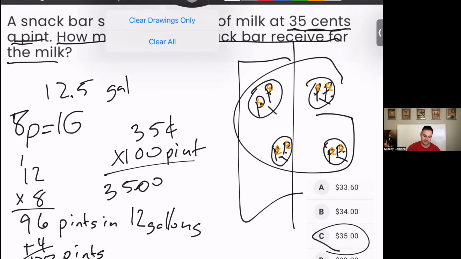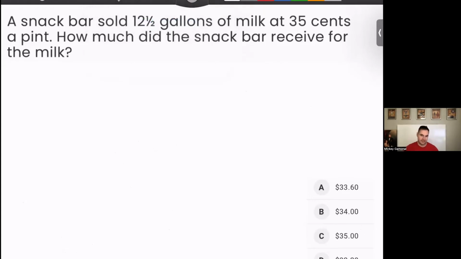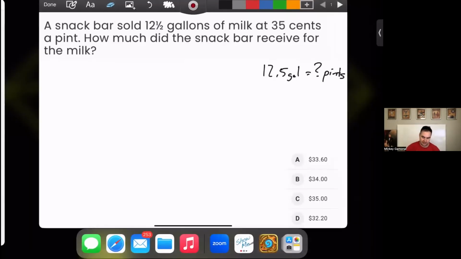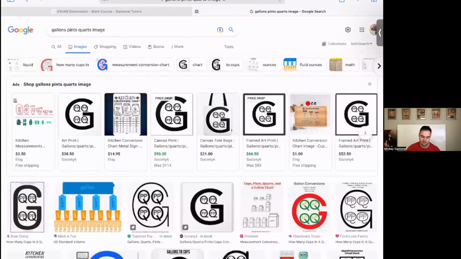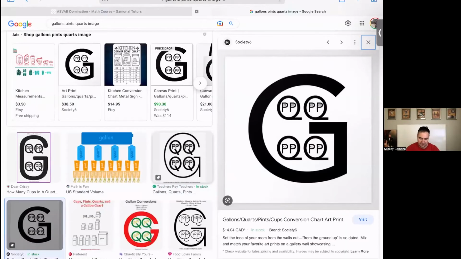All right, so once again, let me burn through it real quick. 12.5 gallons of milk, 35 cents per pint. First, we have to say 12.5 gallons equals question mark pints. And lucky for us, we remember, and if you look online, you're going to see a whole bunch of pictures of this G to P thing. So you can see these pictures here. It's not just me making this up. Very common to teach it this way.